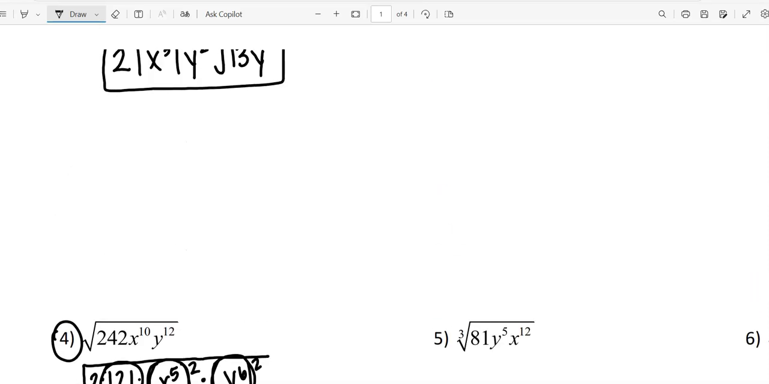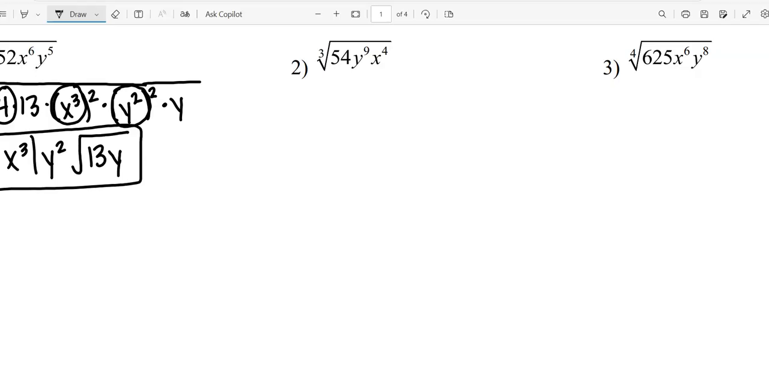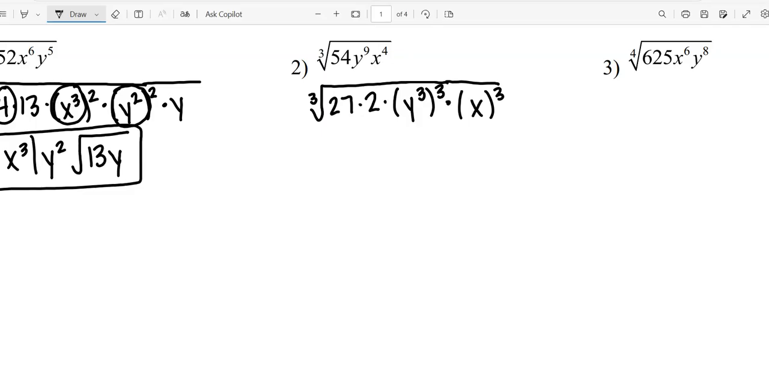What's different about number 2? Cube roots. So instead of looking for squares, we're going to be looking for cubes. What's the largest perfect cube factor of 54? 27. So we'll have the cube root of 27 times 2 times what could I cube to get y to the 9th? Y to the 3rd, good. So I broke it into a cube because we're taking the cube root. And then times what could I cube to get x to the 4th? Just x with how many left over? 1.